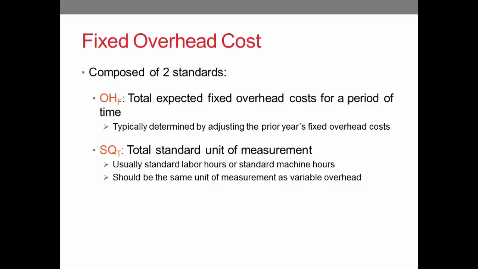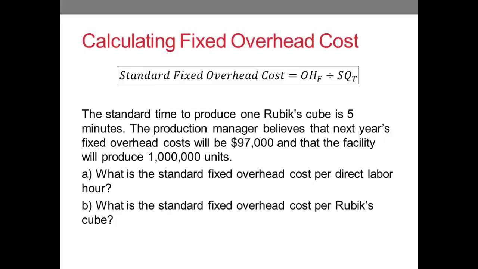It's more whole, I guess, more broad. So it takes the total standard unit of measurement, and as I said, it should be the same standard unit of measurement as a variable overhead. So here's our Rubik's Cube problem for fixed overhead cost.